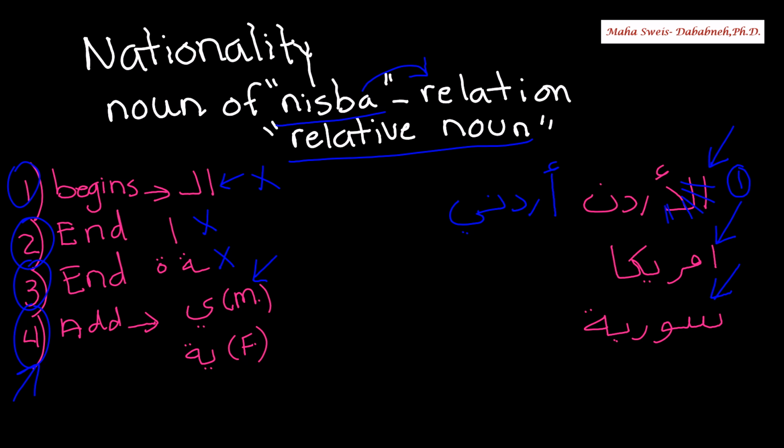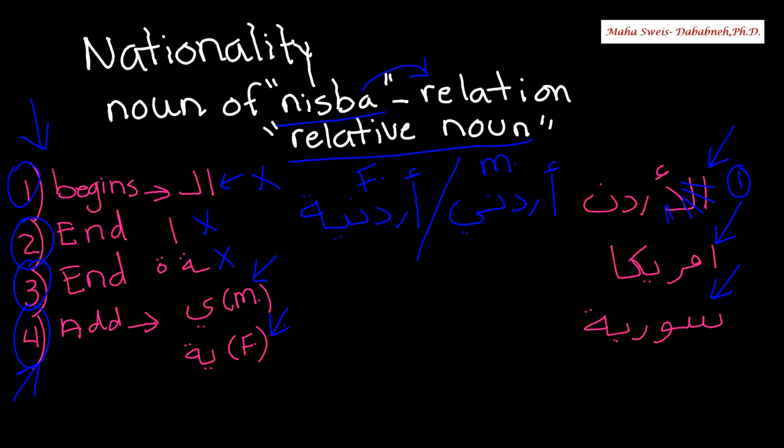If I'm a female, then I have to follow this. The same thing. Write down the remaining letters after you drop. Then suffix ya and ta marbuta. Ana Urduniya. So if I'm a male, I will say Ana Urduni. If I'm a female, I will say Ana Urduniya. Comparing to English, I'm Jordanian. You have to follow these rules in order to do nationalities.